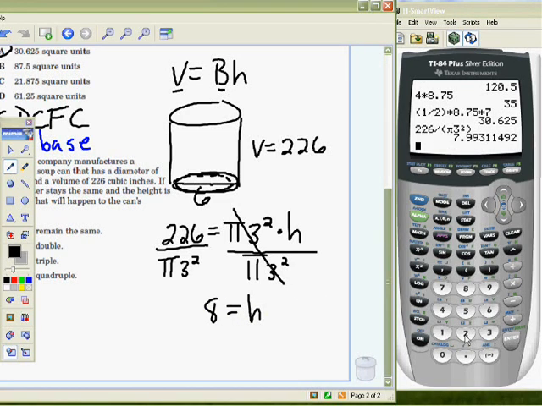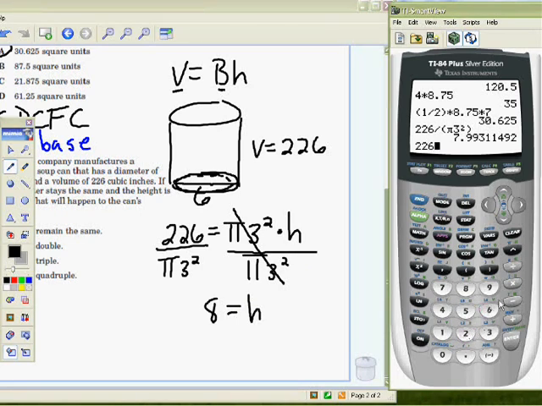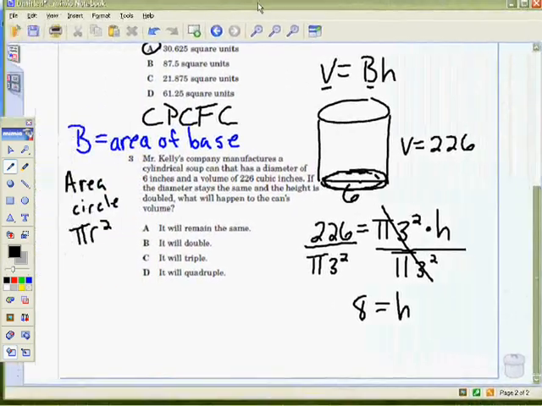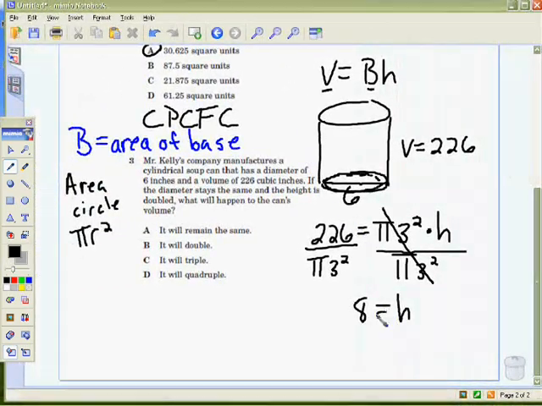Let's do the same thing real quick just to show you what your calculator would do if I didn't put the bottom in parentheses. It doesn't give me the same thing. What this did was it did 226 divided by pi, and then that answer times 9. So make sure, because we wanted 226 divided by the whole 9 pi, or 3 squared times pi, put that bottom in parentheses. So we have the height of our cylinder is 8.